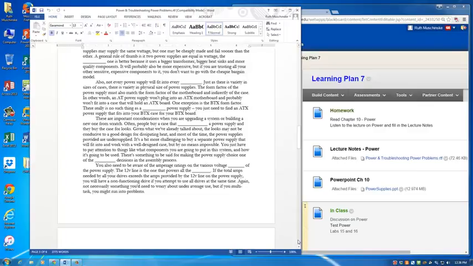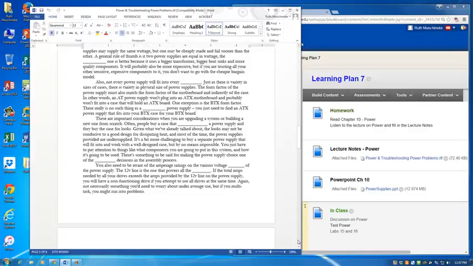One exception is the so-called BTX form factor. There really is no such thing as a BTX power supply. You just need to find an ATX power supply that fits into a BTX case for a BTX board.